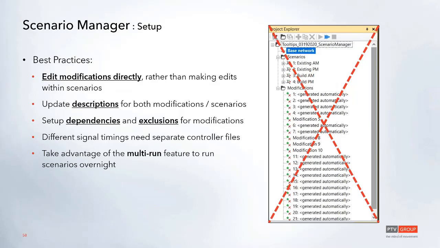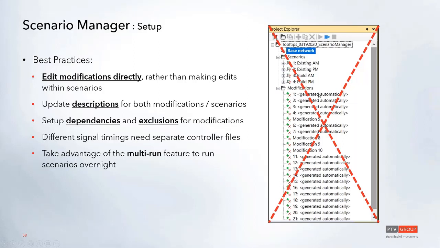All right, so some best practices. When you are putting a model in Scenario Manager, we do recommend creating new modifications and adding and editing those directly, instead of going into a scenario and making edits within that scenario. If you do make edits directly in a scenario, what can happen is that you'll end up with all of these automatically generated modifications, which can be really difficult to debug, and it's also really difficult to keep track of what actually changed. And then it's very difficult to actually use these for any other scenario.